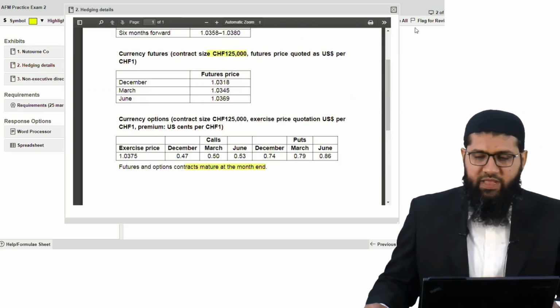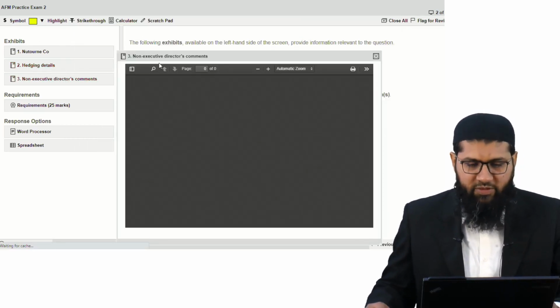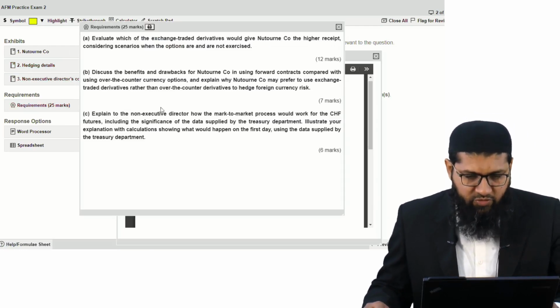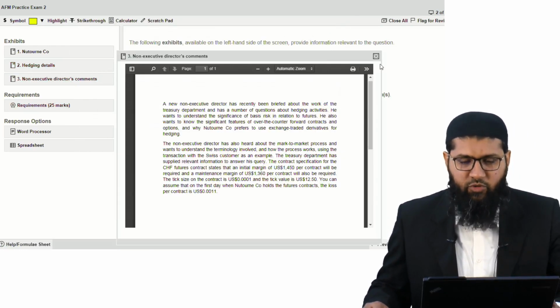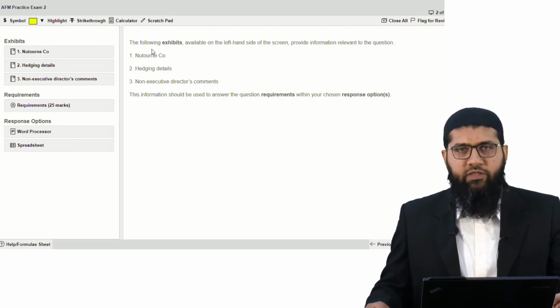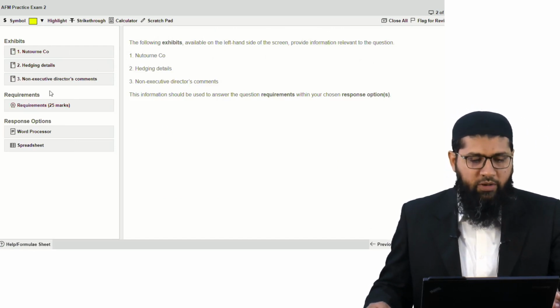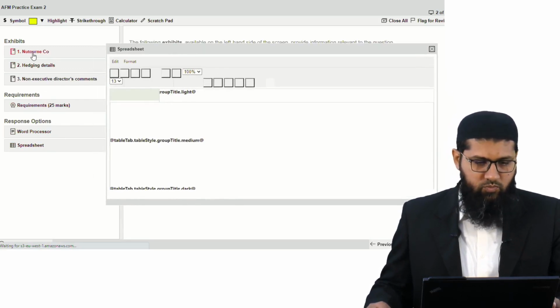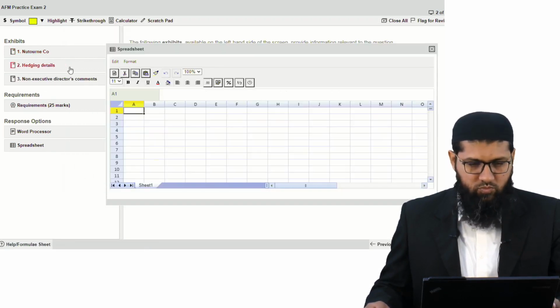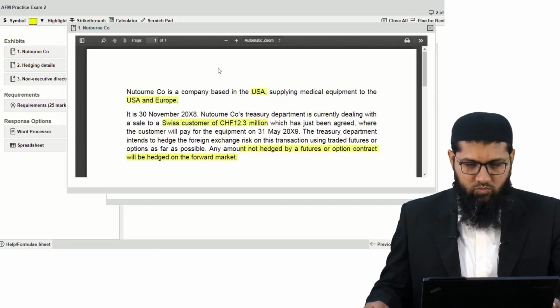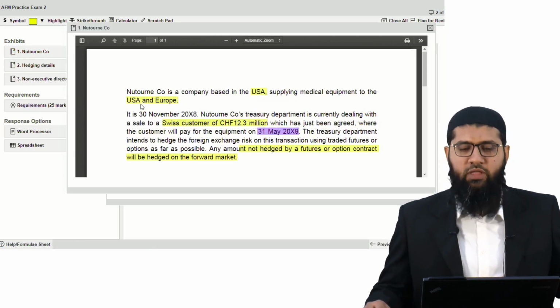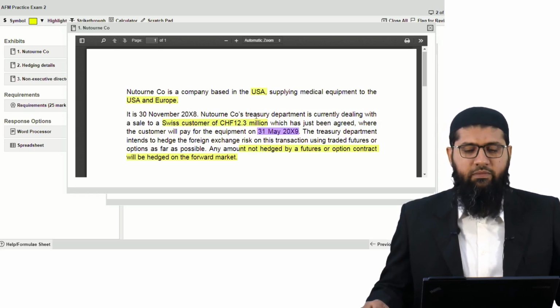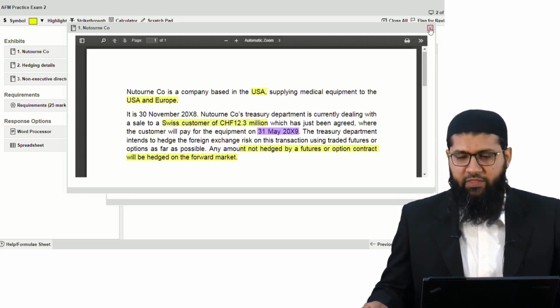Then there are the non-executive director's comments. Those are part C, so I'm ignoring them right now so as not to confuse myself. I'm just talking about parts 1 and 2. What is the date today? 30th November 2008. And the customer will pay for the equipment on 31st May 2009.